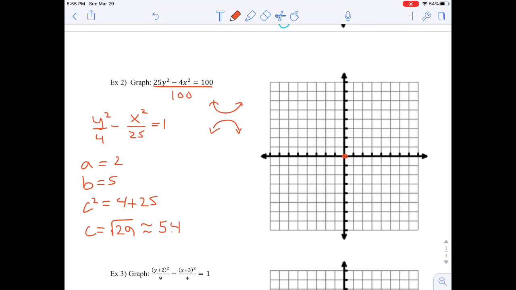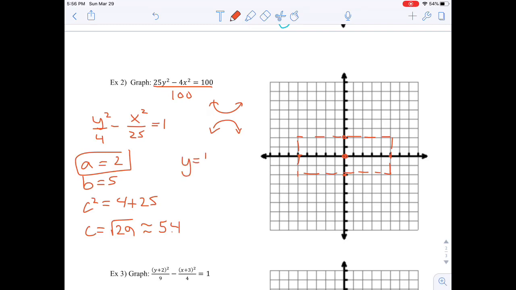And we've got to be careful now. A is up and down this time. So we're going up 2 and down 2. That's our transverse axis. It only has a length of 4 this time. And then b, left 5 and right 5. Okay, you can draw in a little box there. That might help you a little bit. Okay, so we know that's going to help us out with our asymptotes.